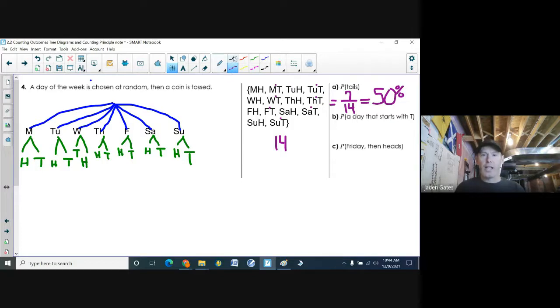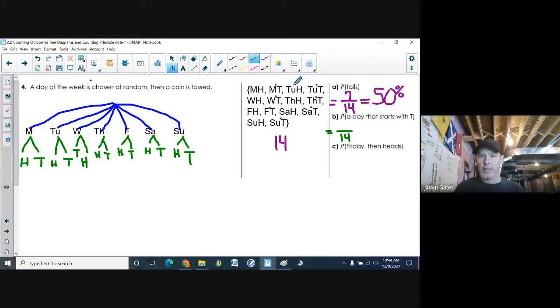50% chance you're going to get tails. Don't care about the day. Now, next up, the probability you get a day that starts with a T. All right, so again, we have 14 total possibilities. Now, how many times do we have a day that starts with a T?